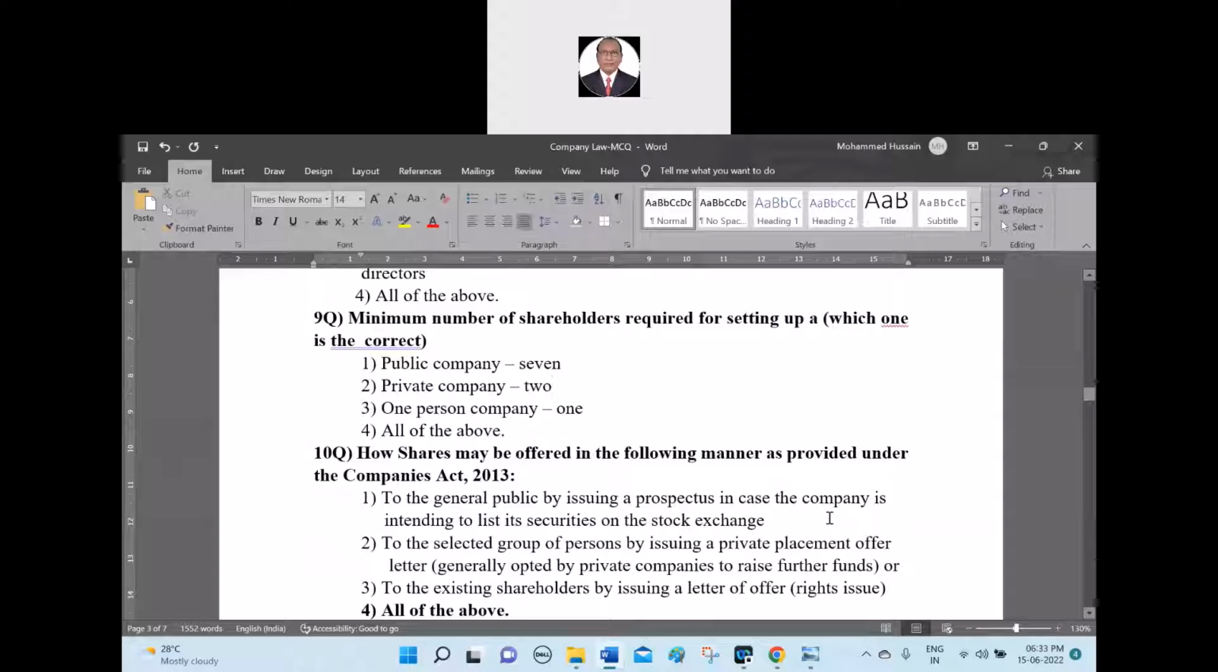How may shares be offered in the following manner as provided under the Companies Act 2013? Number one, to the general public by issuing the prospectus, in case a company is intending to list its securities on the stock exchange. Number two, to the selected group of persons by issuing a private placement offer letter, generally opted by the private company to raise further funds. Number three, to the existing shareholders by issuing the letter of offer, rights issue. The fourth, all of the above.